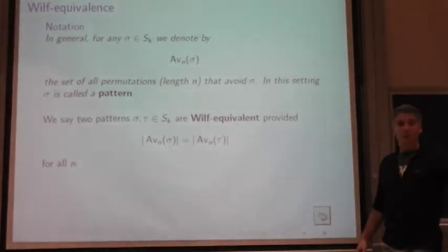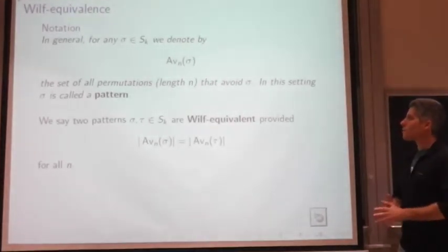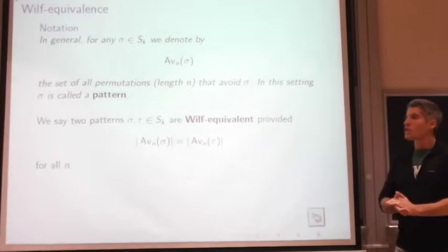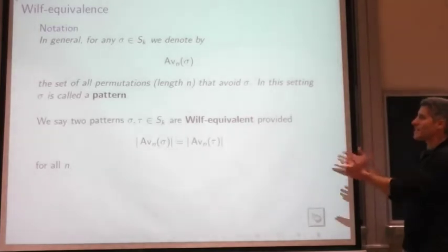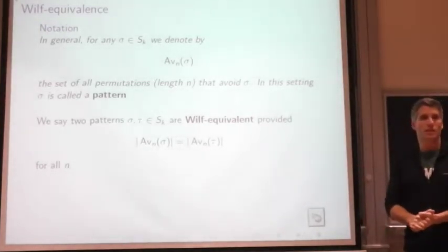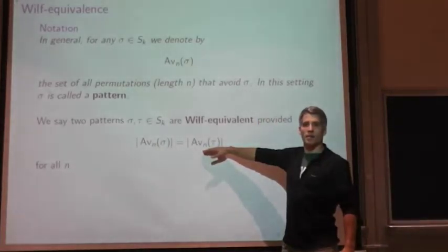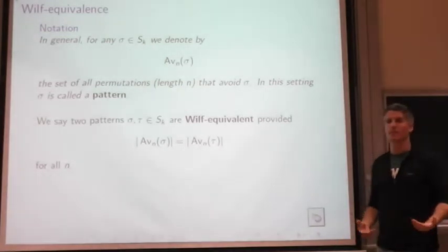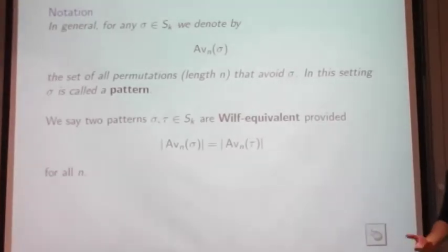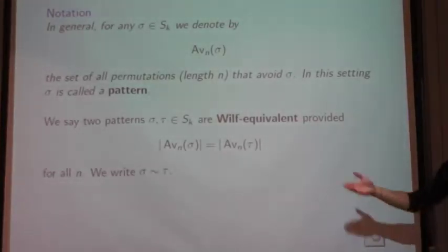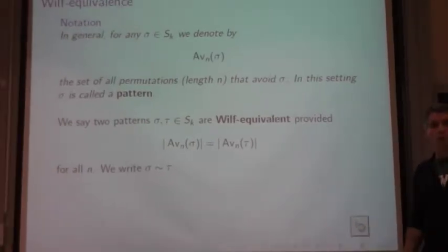And now we really come to the main definition of study, which is this idea of Wilf equivalence. So one way I think about this is it says that sigma and tau are equally difficult to avoid. The number of permutations avoiding one is the same as the number avoiding the other. So they have equal difficulty in avoiding one as avoiding the other. So in that sense, they're the same. And so there's sort of a relationship between things that are the same, and so we'll write sigma is related to tau in this sense, to mean that they're Wilf equivalent.